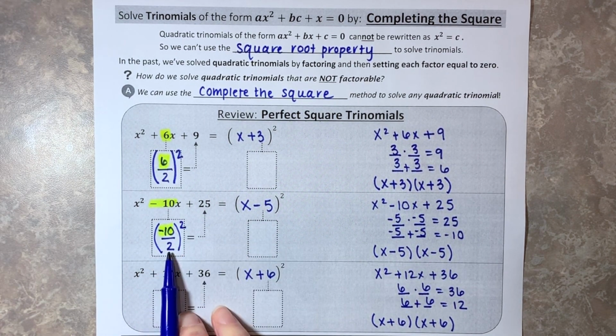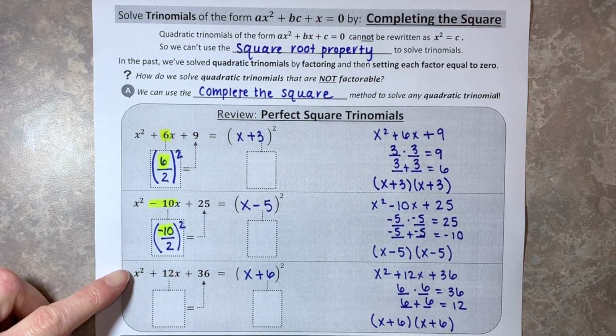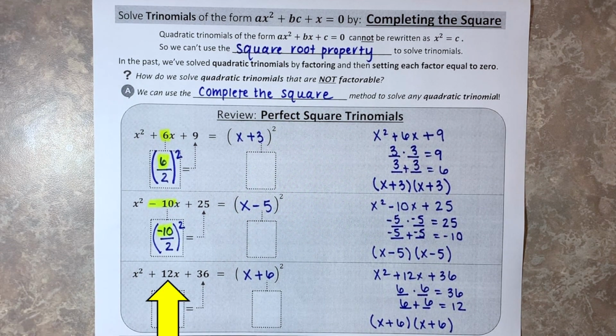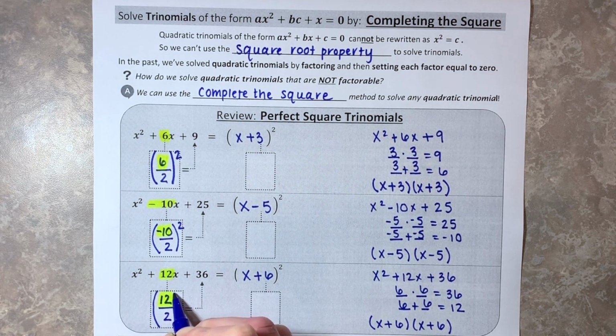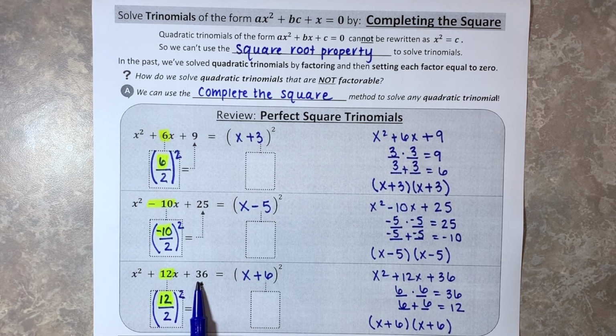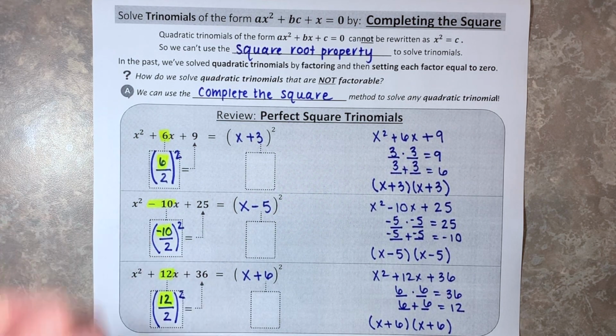Let's see, negative 10 divided by 2 gives us negative 5, and negative 5 squared gives us 25. Let's check with this trinomial now. Let's take the coefficient of the x term, 12 in this case. If we take 12, divide it by 2 and square it, we should get 36, but let's double check. 12 divided by 2 is 6, and 6 squared gives us 36.